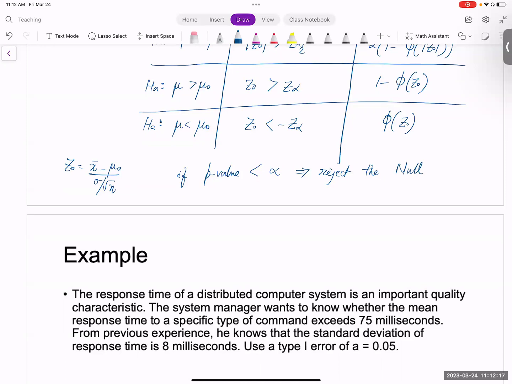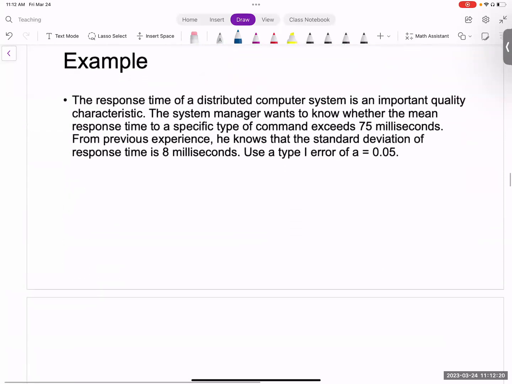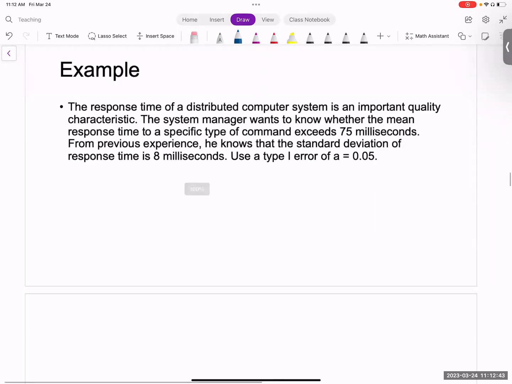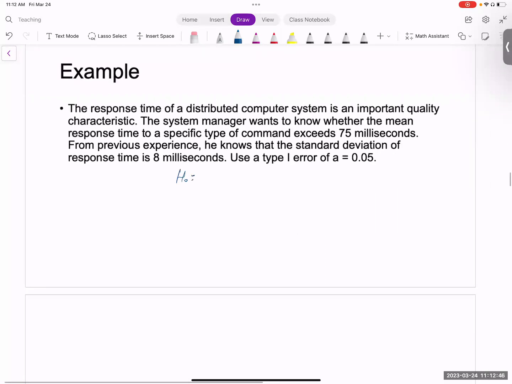All right, let's do an example based on this. This is an example that we have seen in the previous context. The response time of a distributed computer system is an important quality characteristic. The system manager wants to know whether the mean response time to a specific type of command exceeds 75 milliseconds, right? So you can say that H0 is mu equals 75, HA is mu greater than 75.